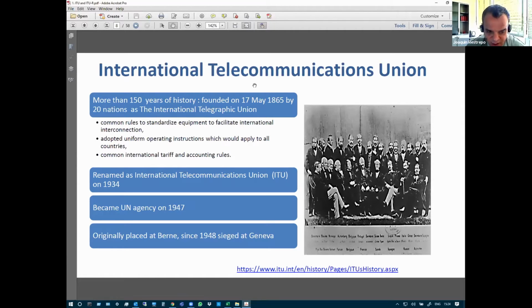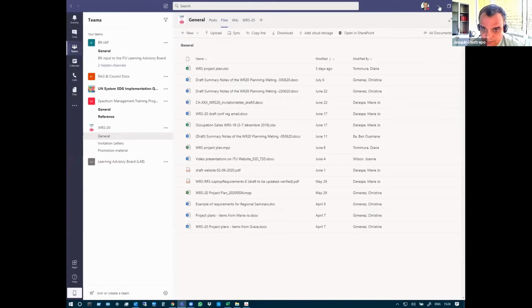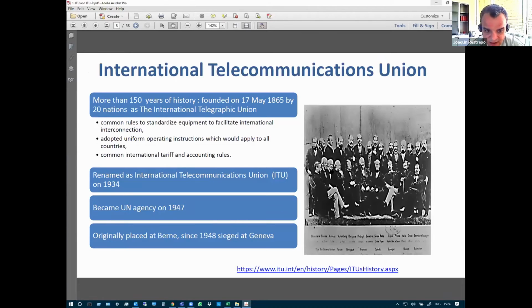We were renamed in 1934. Sorry, in 1994 as ITU. We joined the United Nations system as a specialized agency in 1947. And our headquarters was initially placed in Bern. Then in 1948, we moved to Geneva.